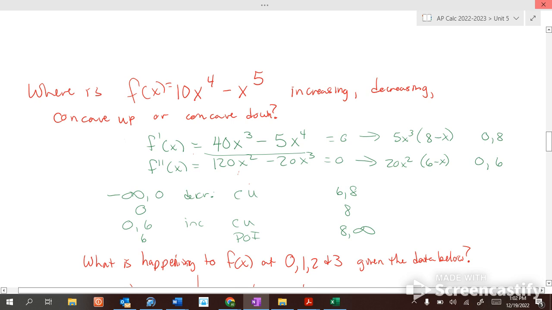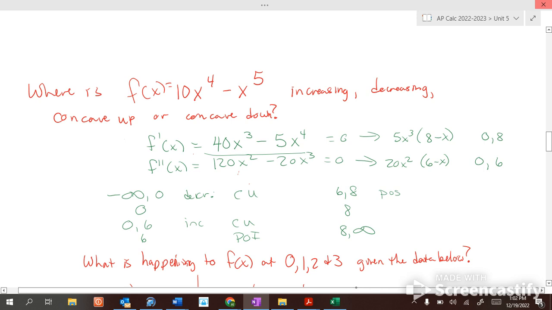343 times 40 minus 5 times 7 to the 4th. I think it's going to be a positive number, but I'm not sure. I think it's a positive. Yeah, it's 1,715. It's a positive slope.